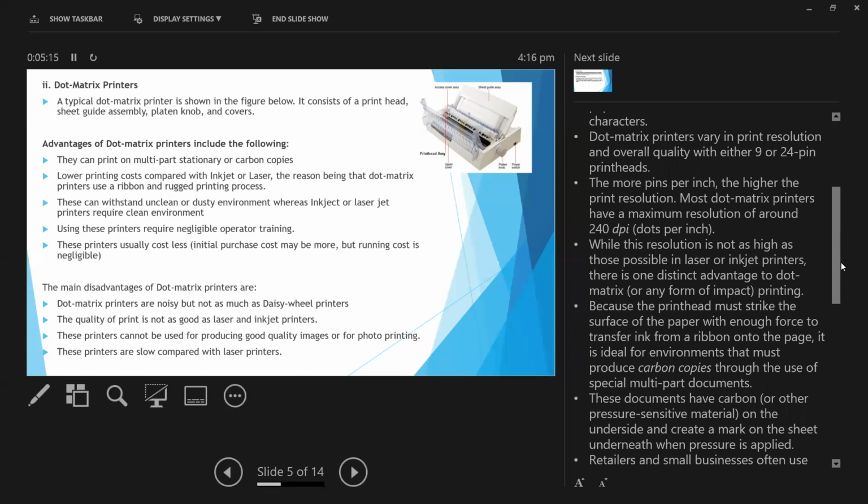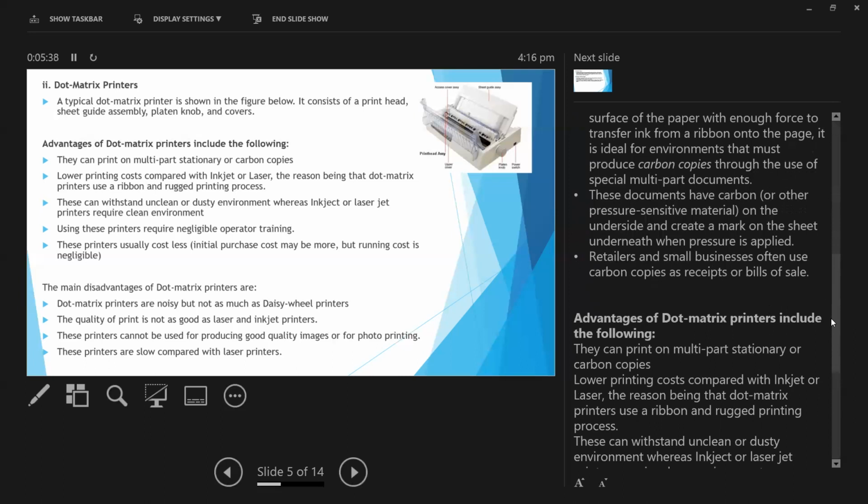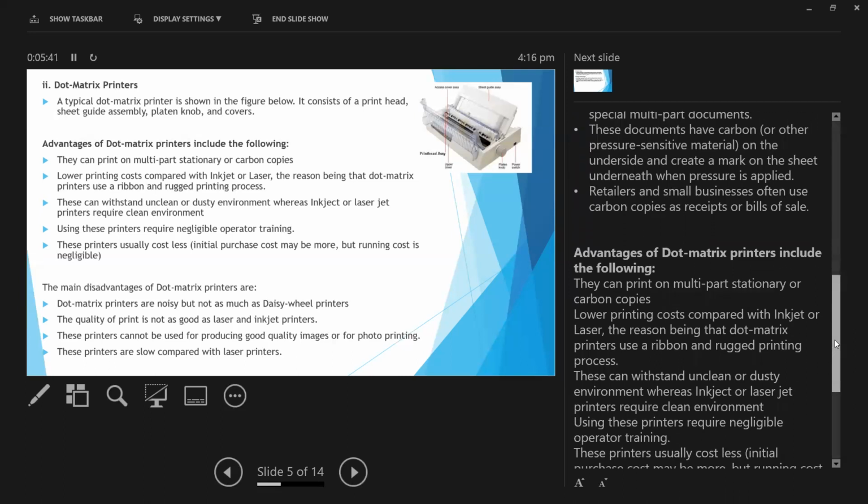While this resolution is not as high as those possible in laser or inkjet printers, there is one distinct advantage to dot matrix printing. Because the print head must strike the surface of the paper with enough force to transfer ink from a ribbon onto the page, it is ideal for environments that must produce carbon copies through the use of special multi-part documents. These documents have carbon or pressure-sensitive material on the underside and create a mark on the sheet underneath when pressure is applied. Retailers and small businesses often use carbon copies as receipts or bills of sale.